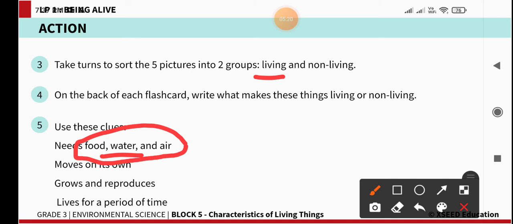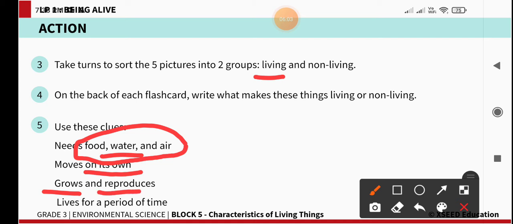And one more character: all living things move on their own. They can move from one place to another, like your pet animal. Even though it depends on you to get its food, it can move from one place to another. Living things are growing. For example, when you were in LKG, you were very small. Now, when you see your height, it has increased because you are growing day by day. That is also one of the characters of living things.